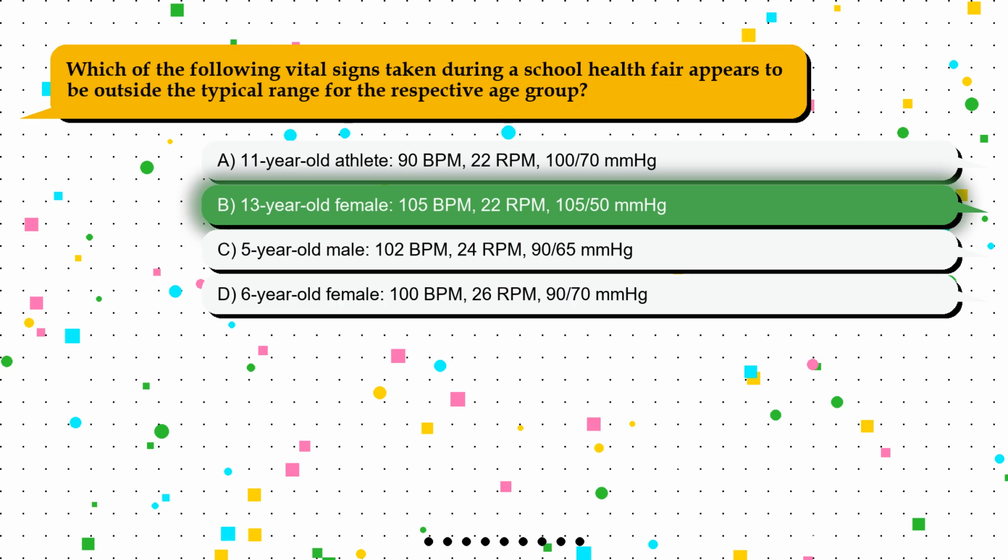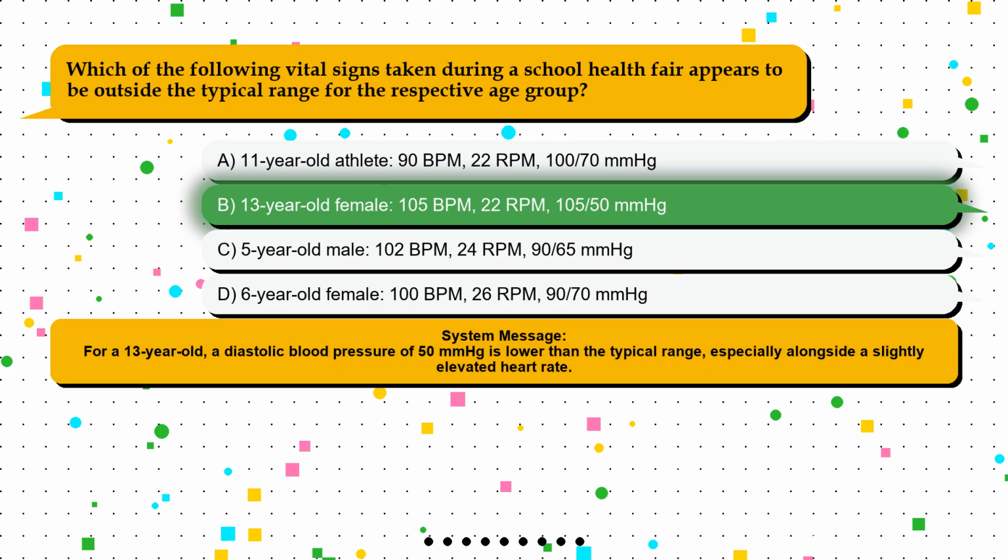The correct answer is option B. 13-year-old female, 105 BPM, 22 RPM, 105/50 mmHg. For a 13-year-old, a diastolic blood pressure of 50 mmHg is lower than the typical range, especially alongside a slightly elevated heart rate.